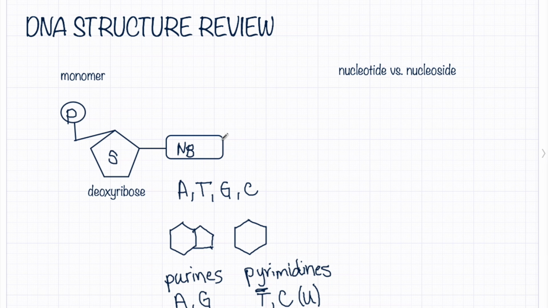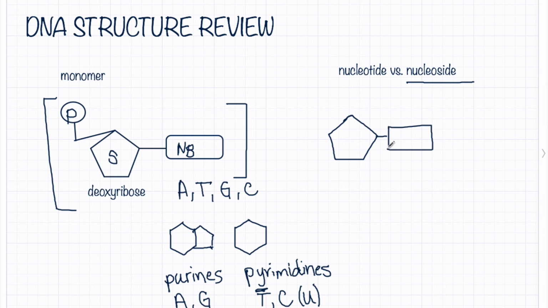So in the overall structure of the DNA molecule, you're going to have many repeated subunits. So you're going to see this nucleotide over and over and over again. Now, a nucleotide has these 3 components, but a nucleoside is something a little bit different. It's just simply the sugar and the nitrogen base by itself with nothing.